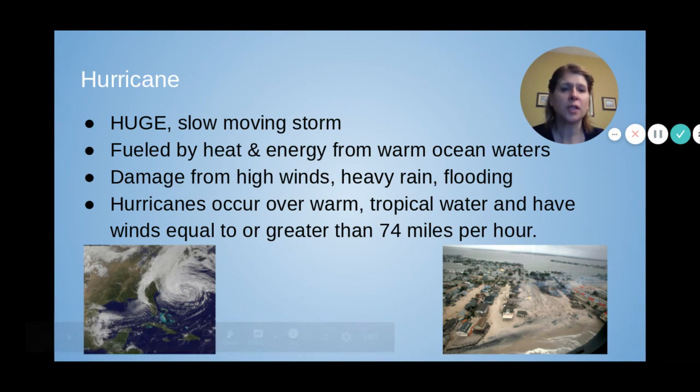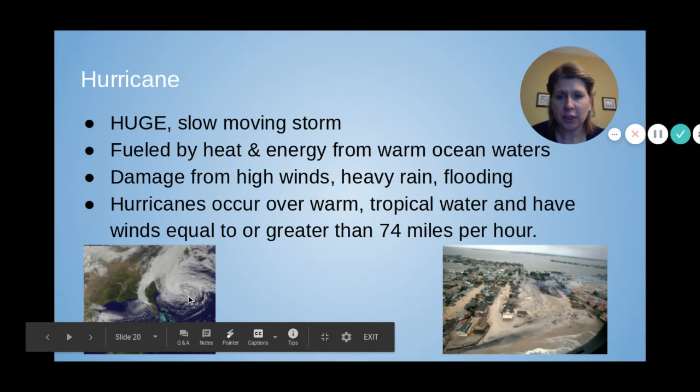Hurricanes. Hurricanes are more associated with our summer months because the water is starting to churn. It is a storm in the ocean. It is a huge, slow-moving storm that is fueled by heat and energy in the warm ocean waters, causing high winds, heavy rains, and flooding. Hurricanes occur over warm tropical waters and have winds equal to or greater than 74 miles per hour. So they're a huge ocean storm that has an eye in it. And if you look at this storm right here, that's an eye there in the picture. And those are the winds that are whipping around the system.